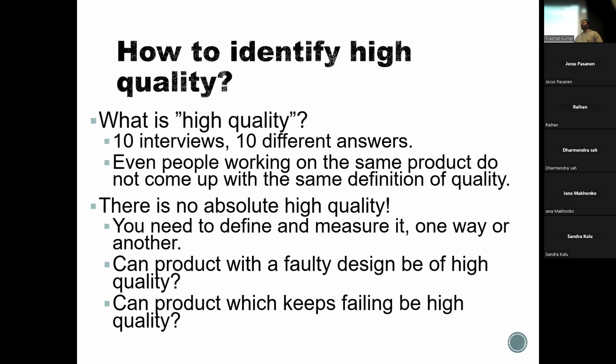So you can see, right? Even a software which fails very often, or which has a faulty design, can have high quality and it can have low quality. So it depends from person to person, from project to project. This is something we need to understand.